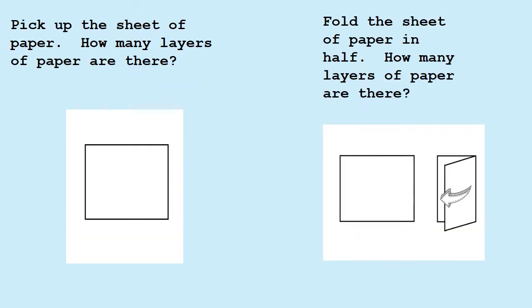All right, so when you look at the one piece of paper that you picked up, how many layers do you have? Hopefully what you're saying is that you have one sheet of paper. You have one layer. If I fold it in half, how many layers do I have now? Well, if I fold it in half, I have 2 layers. Okay?